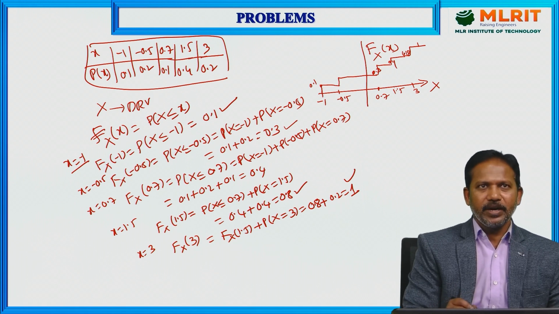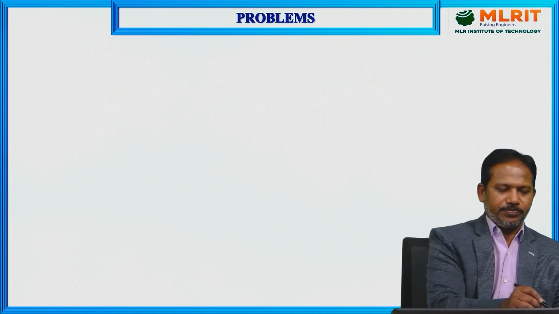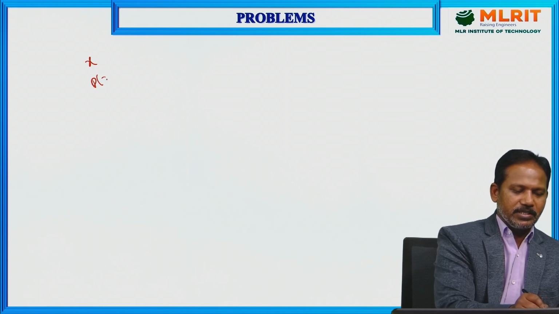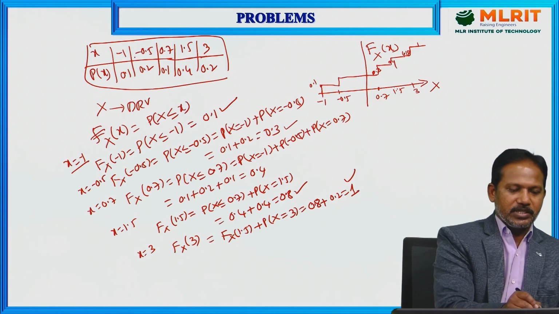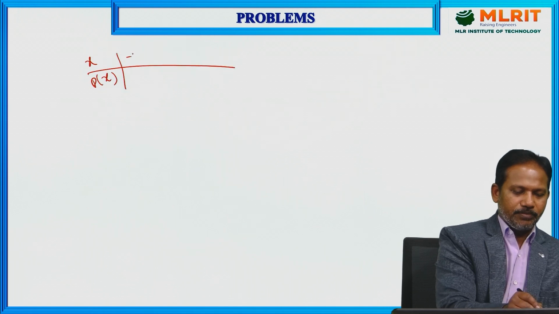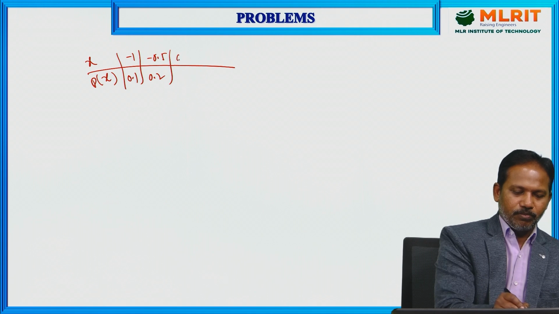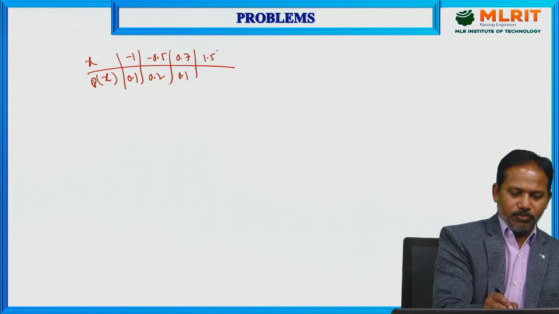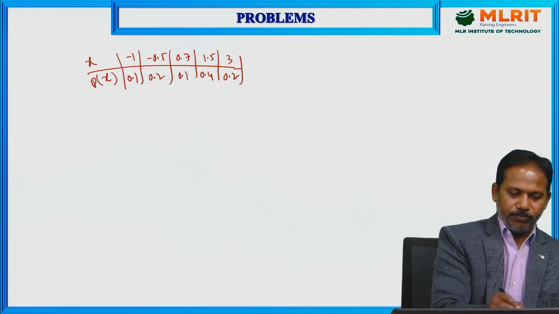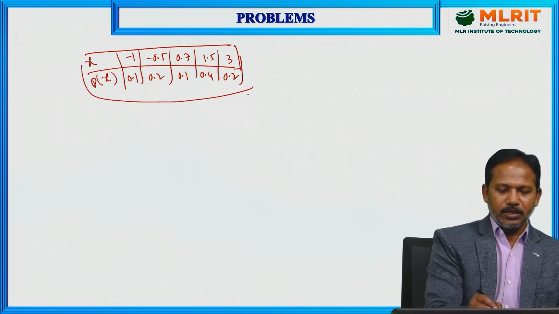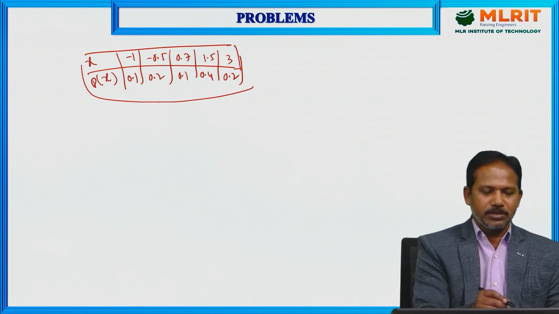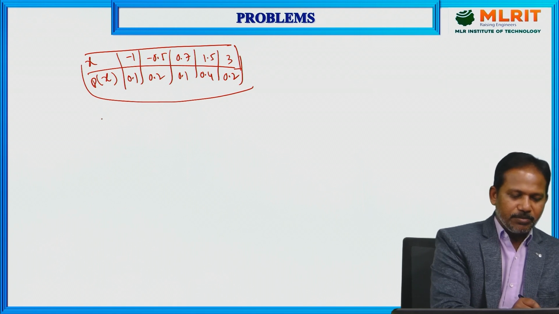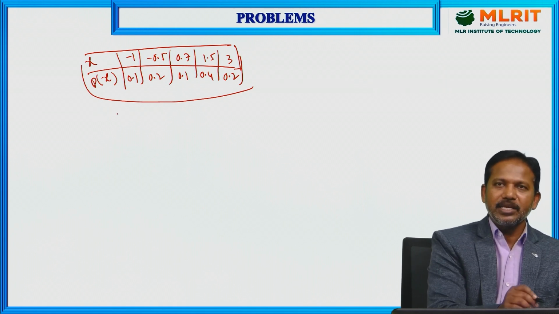Next, I want to find the probability density function also. Same, I need to represent x and p of x. The x values are -1 with 0.1, -0.5 with 0.2, 0.7 with 0.1, 1.5 with 0.4, and 3 with 0.2. For this, I need to find the probability density function. The probability density function means I need to represent the value at the given random variable x only.